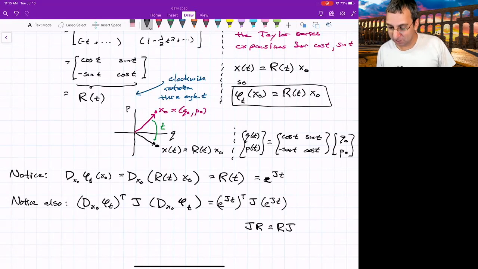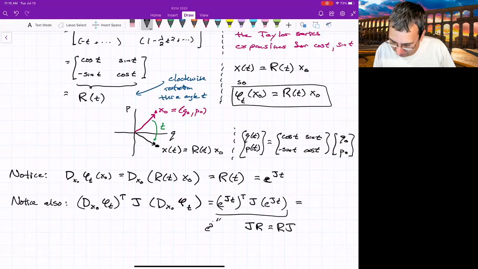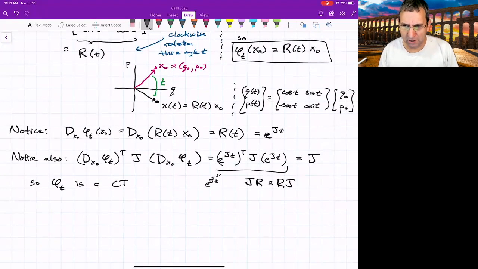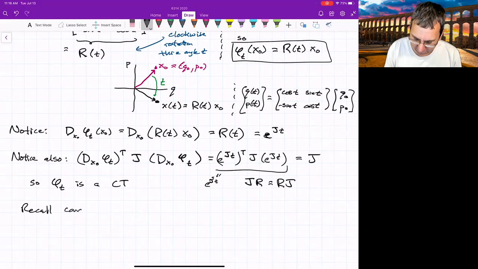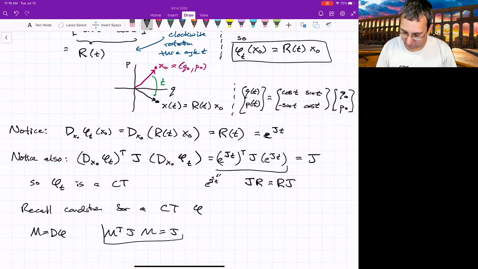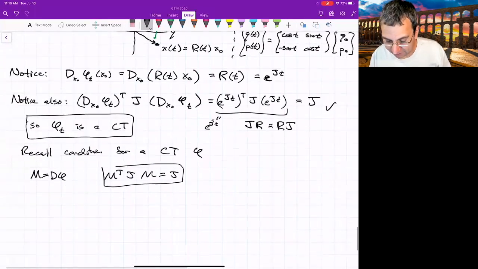J and R commuting means that you can rearrange the order of this matrix multiplication, and you'll just get that e to the J t transpose and e to the J t will cancel out. This is e to the J transpose t. So this will just leave us with J, right? So phi of t is a canonical transformation, because this is true everywhere. If you remember what the condition was for a canonical transformation, and I don't now have the subscript t, it was that if you take d phi, and we called that M before, M transpose J M equals J. Well, now we have something that has to be satisfied for all times t and all initial conditions x naught, and indeed we have that satisfied. So we can show that the flow map for the, what was this, simple harmonic oscillator is a canonical transformation.